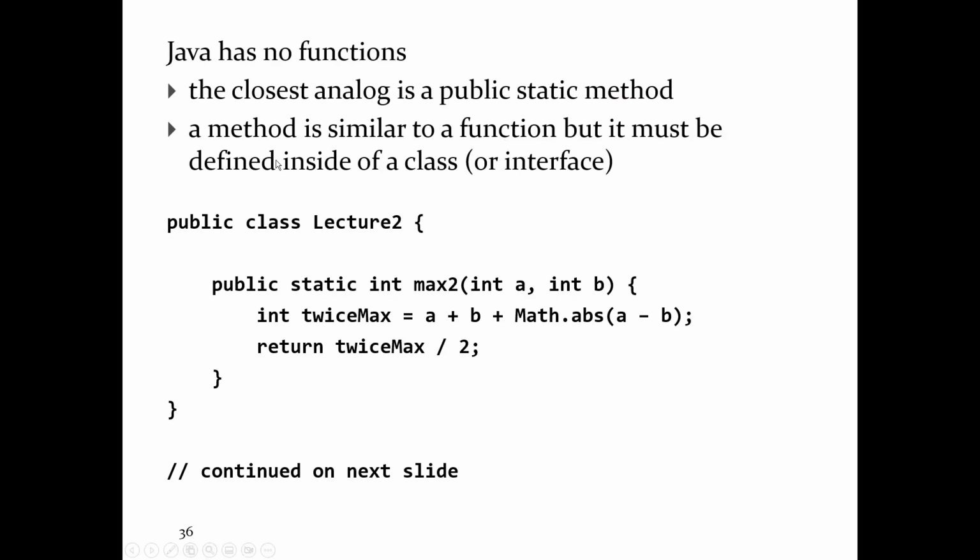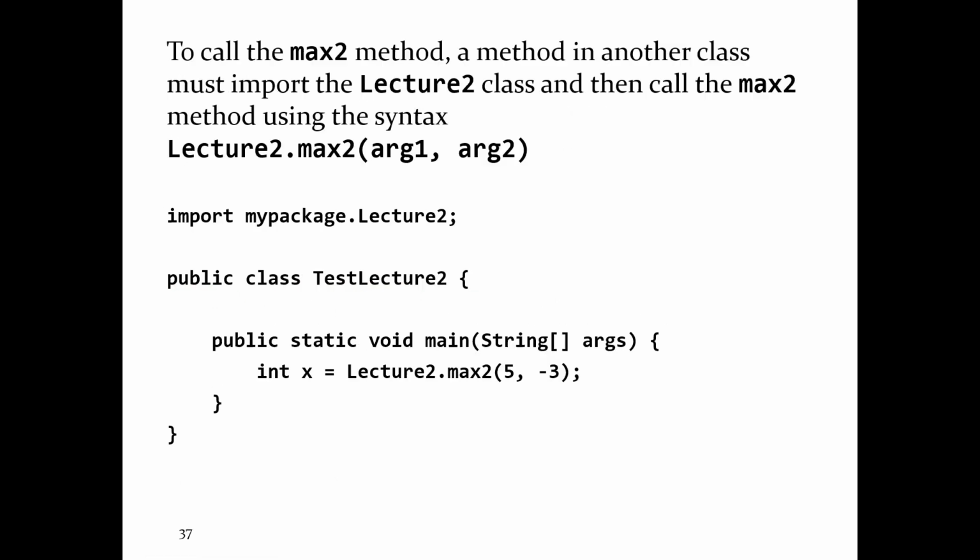Methods are similar to functions. They must be defined inside of a class or something called an interface. So here's the max2 method inside my class lecture2. Notice that the declaration of the method is quite different than in Python. To call the max2 method from another class that's inside a different package, you must import the lecture2 class and then call max2 using the syntax class name, that's the class name that max2 is defined in, so lecture2.max2, and then pass in the two arguments.